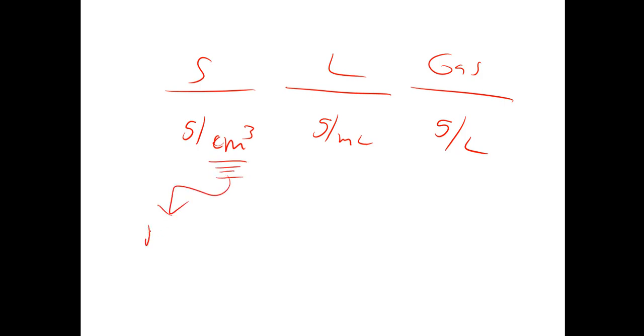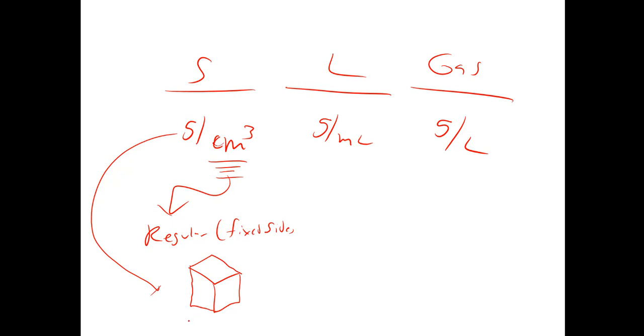Assuming that we have a regular size object, regular means that it has fixed sides. So the best example of a regular object would be a cube. And then if we were going to take its density, we have to go ahead and place this cube on something called a mass balance, which measures the mass. So for example, maybe it says 2.0 grams.